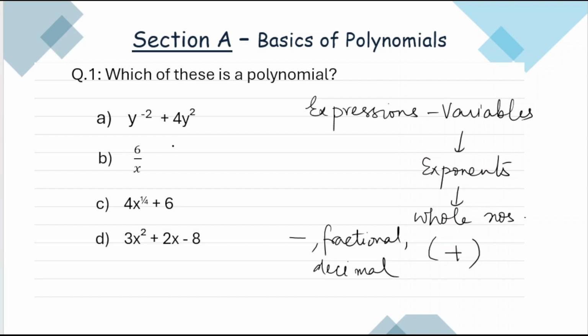So let's look at all our options. Option A, the exponent is negative, so this is not a polynomial. 6 over x can be written as 6x to the exponent negative 1. So again the negative exponent, again this is not a polynomial. 4x to the exponent 1/4 plus 6, the exponent is fractional, so this is not a polynomial. And lastly, D option says 3x square plus 2x to the exponent 1 minus 8. The exponents are positive, no negative, no fractional, no decimal exponent. So this is a polynomial. So our correct choice in question number 1 is option D.